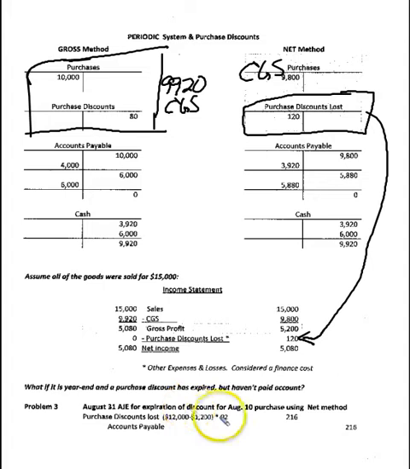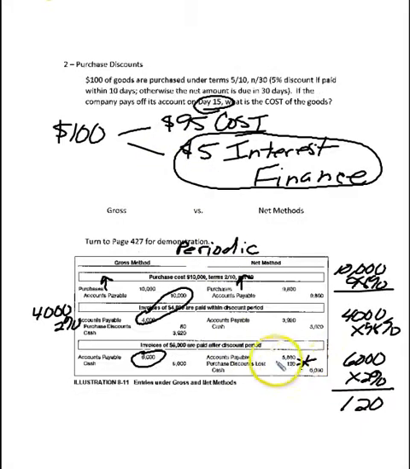Okay, and then one last thing on this. What if the discount has expired, but we haven't paid the account yet? Because over here, we didn't record the discount lost until the cash was paid. But what if it's the end of the period and we've lost the discount, but we're not paying cash yet?